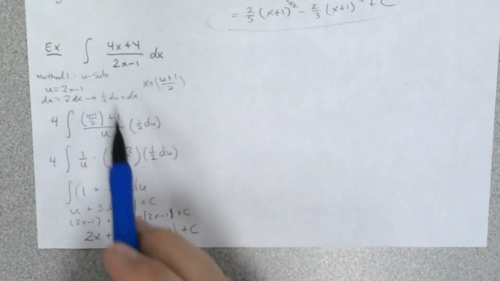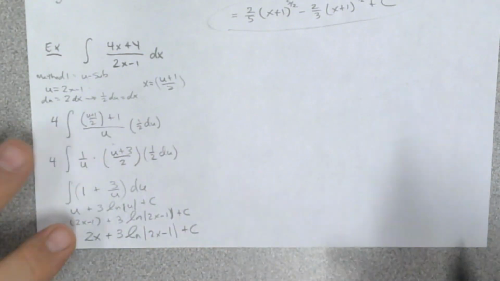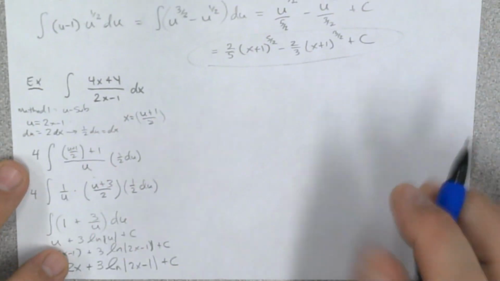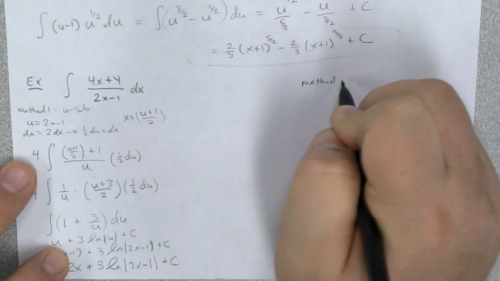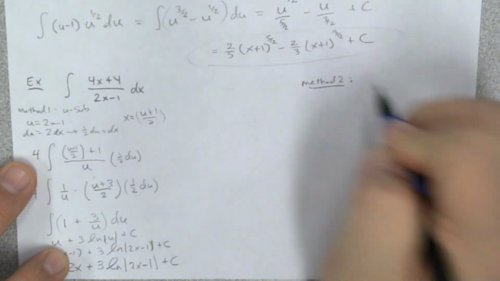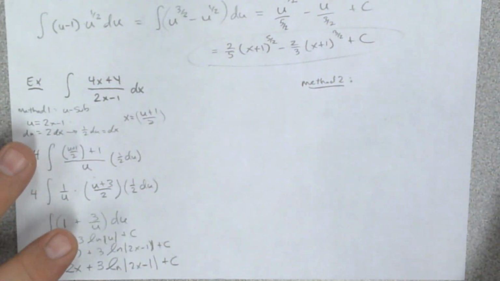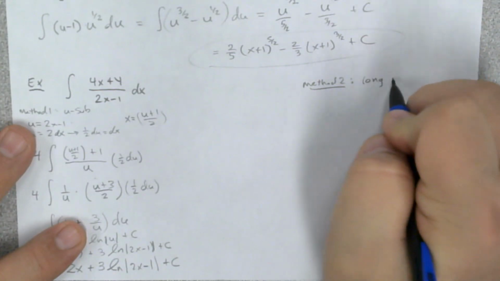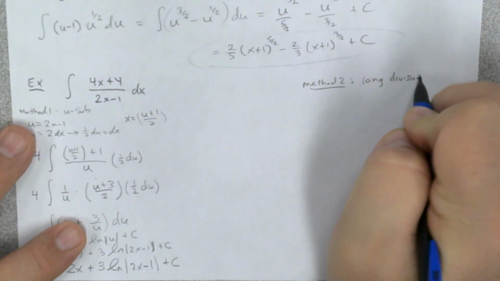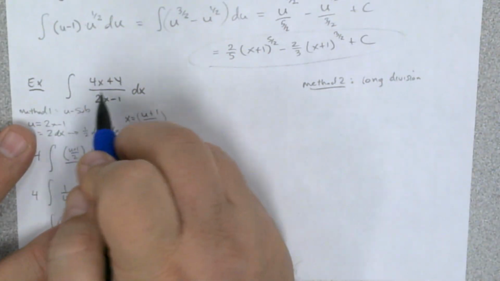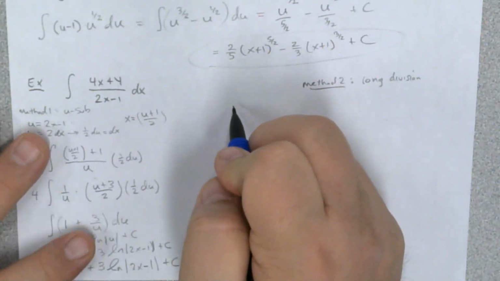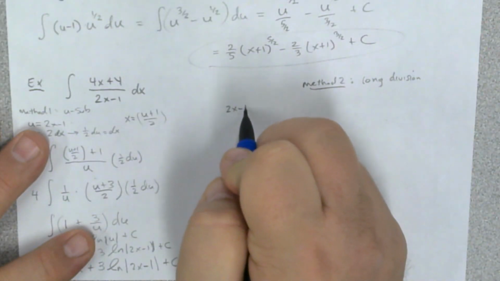So this is a u substitution approach. The other method we can use, method number 2, and we're going to explore this in just a minute. This is a new technique, and that's called long division. Because these are both polynomials and I'm dividing, I can do long division to simplify this out.